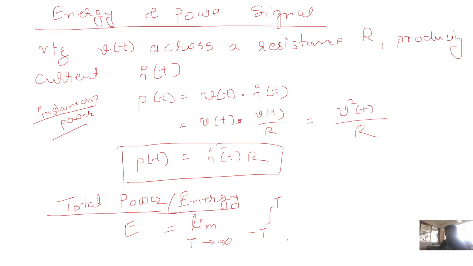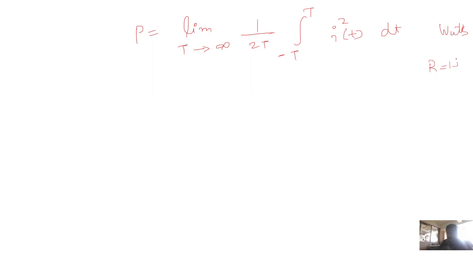If I have to talk about it, then it is going to be equal to the integral of I of t square into dt, and its unit is joules. Okay, and if I write the equation for the power, it is again going to be in the limit t goes to infinity. Now I have to divide by 2t, the integration being from minus t to t. These equations we have actually seen in our electronics, just we are writing them in terms of t. Okay, I of t square dt, and this is in watts. Here we are considering, understand, in both cases that R is 1 ohm.